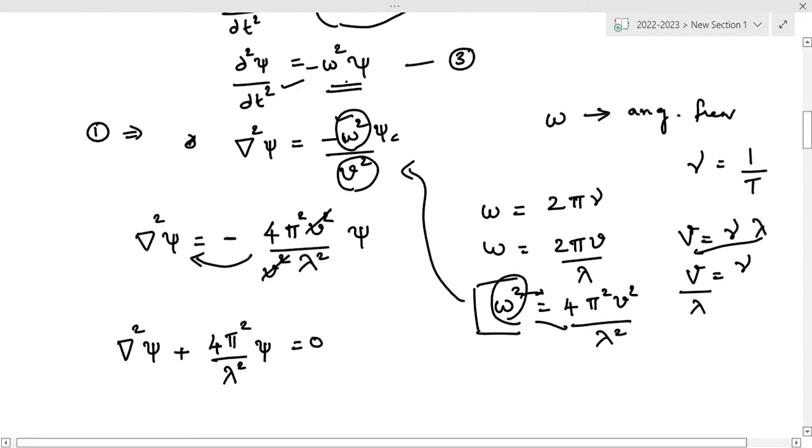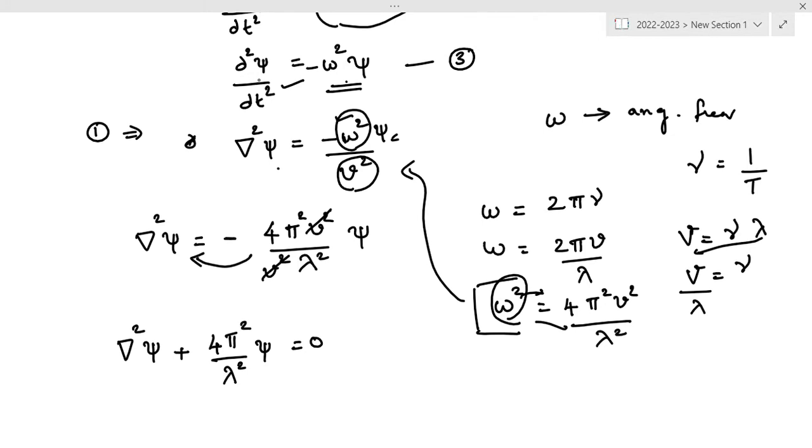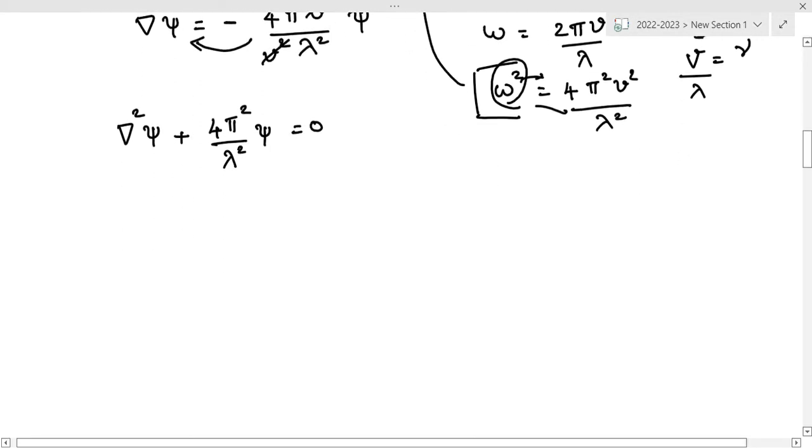Even you can take here also del square psi plus omega square by V square psi is equal to 0, and then you can substitute omega is equal to 2 pi nu. Let this be equation number 3.